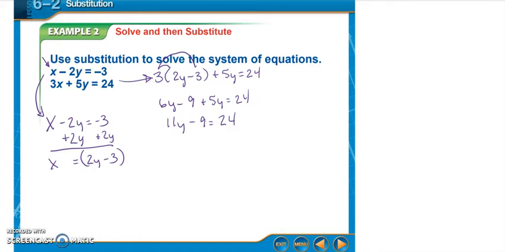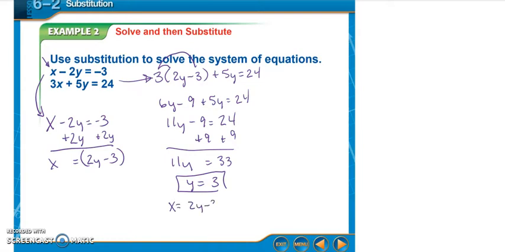Then we're going to add 9 to both sides. And 11y equals 33. So y then equals 3. So the coordinate point for this, we just found y, right? So now that I know what y is, I can plug it back into the x equals equation. x equals 2y minus 3. So x equals 2 times 3 minus 3. So x equals 3. So the coordinate point for this one is x equals 3, y equals 3.